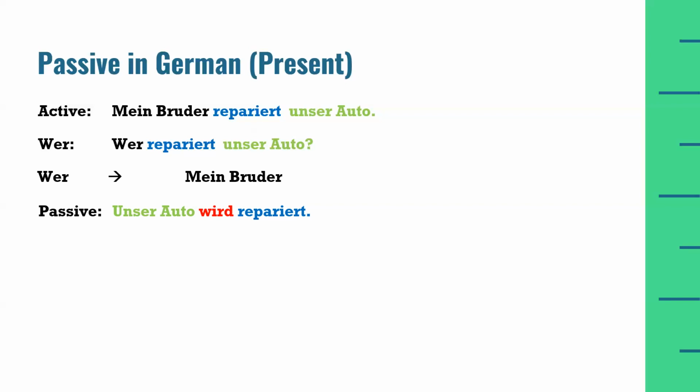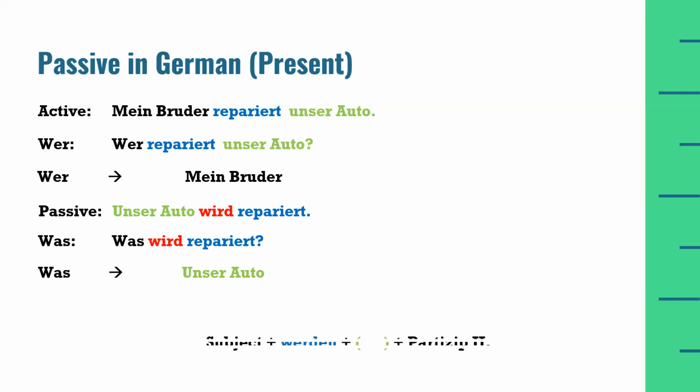Now, if we look at the focus of the passive sentence, then the focus is on what is being repaired or what is being done. If the question starts with the German question word was, then we usually use passive voice, and with was we are referring to unser Auto.